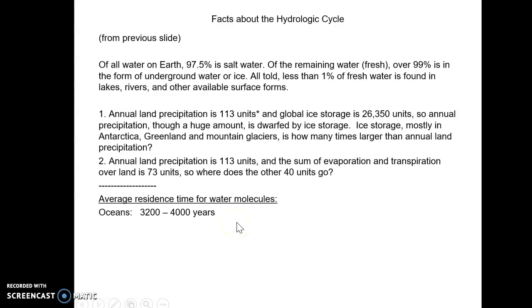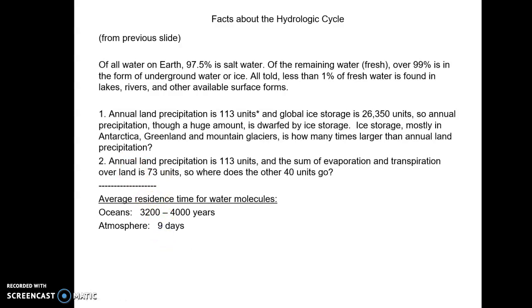The oceans, a water molecule in the oceans has a residence time somewhere between 3,200 and 4,000 years on average. Of course, some rainfall on the oceans evaporates the very same day. Others, water ends up in the deep oceans for tens of thousands of years. So, there's always a huge range, but this gives us some sense of an average. Scientists don't know exactly what that number is, but this gives us a ballpark.